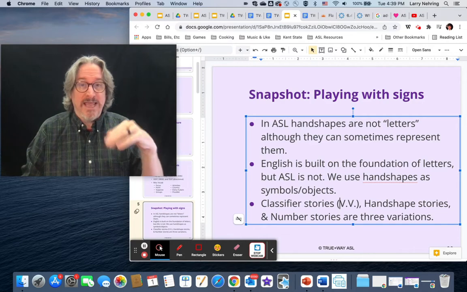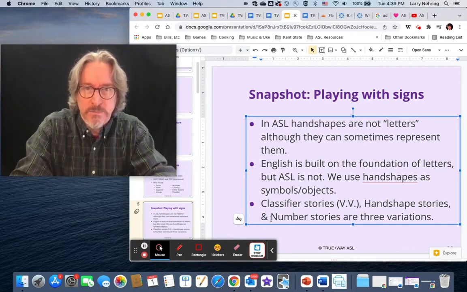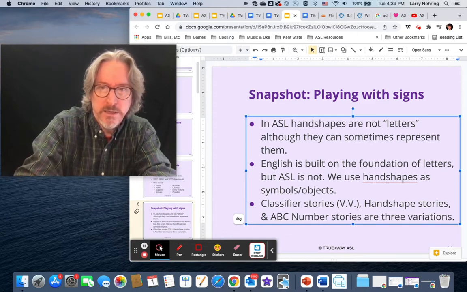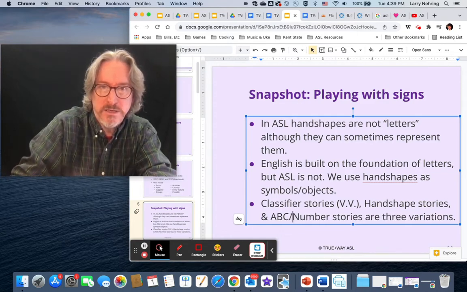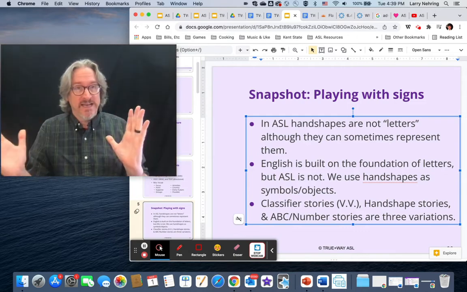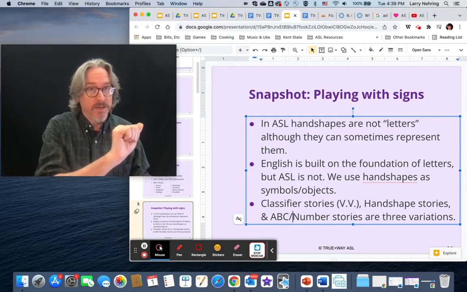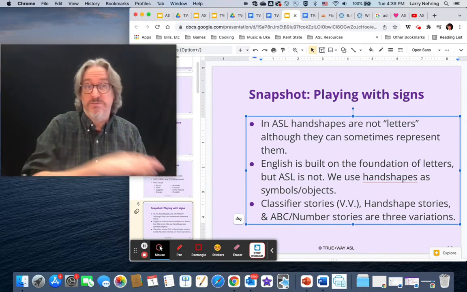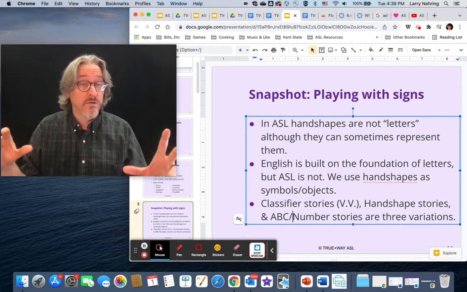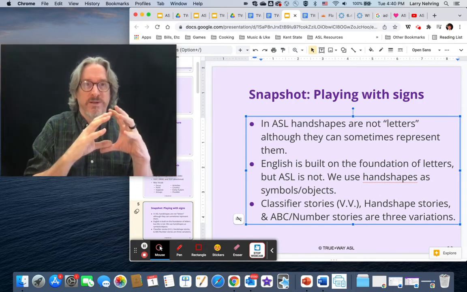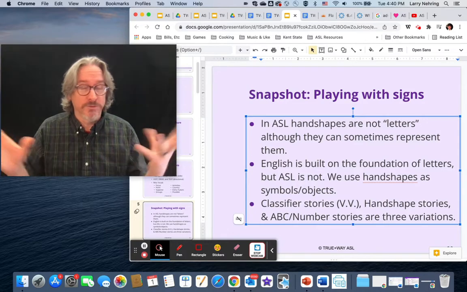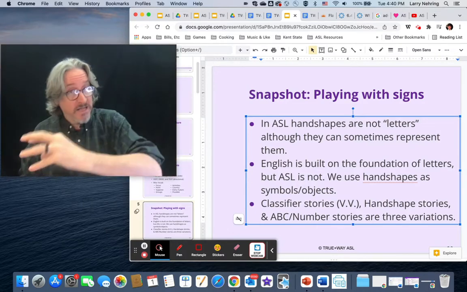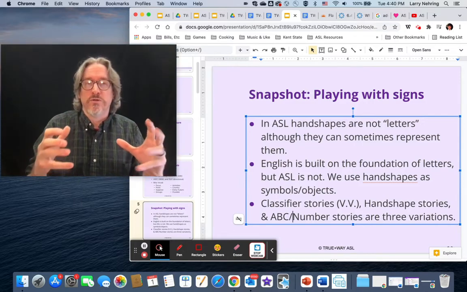There are also ABC stories and number stories, where we take a set pattern. Most of the time, A through Z, 1 through 5, 1 through 10, sometimes backwards. Sometimes they'll spell. I remember one where someone spelled out San Francisco, showing the Golden Gate Bridge, using the hand shapes of the letters. So those are a couple of different variations.